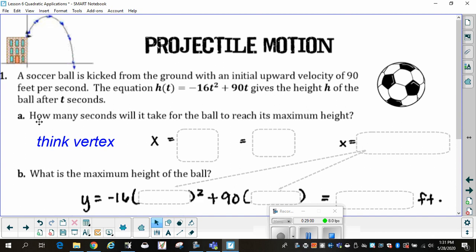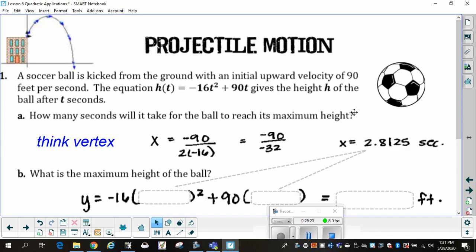So the first thing I want to do is find how many seconds it will take for the ball to reach its maximum height. Think of vertex. If a ball gets kicked, goes up, comes down, it's got a vertex here. So x is equal to negative b, negative 90, over 2 times a, which is negative 16. Negative 90 over negative 32, or about 2.8125 seconds.